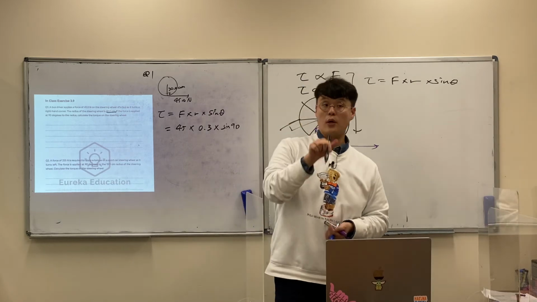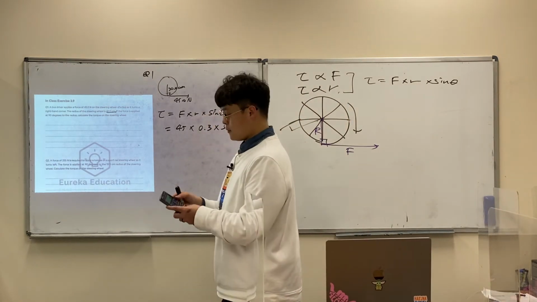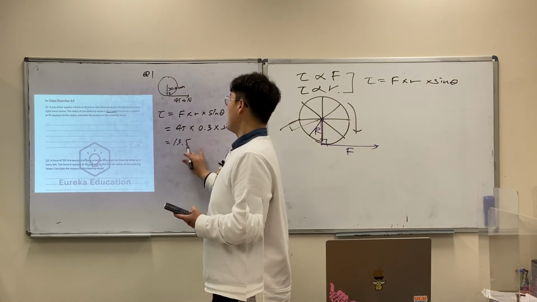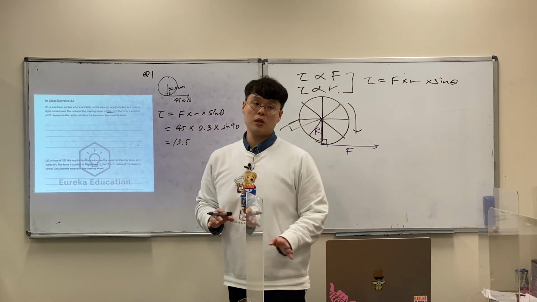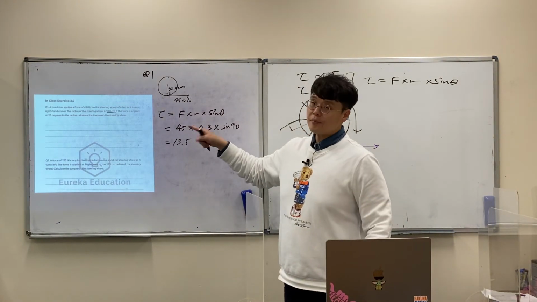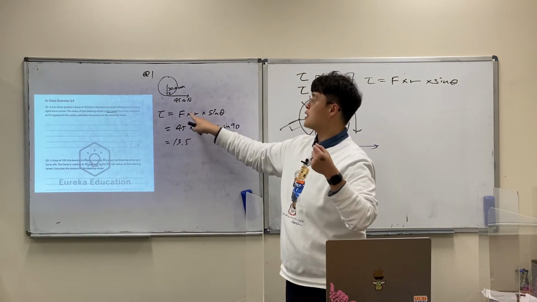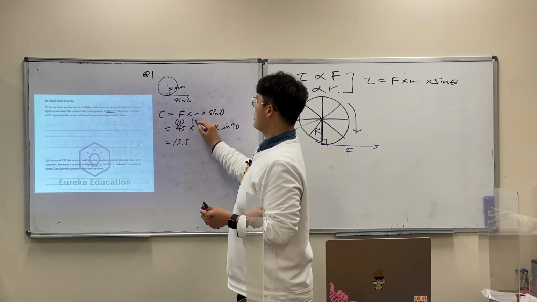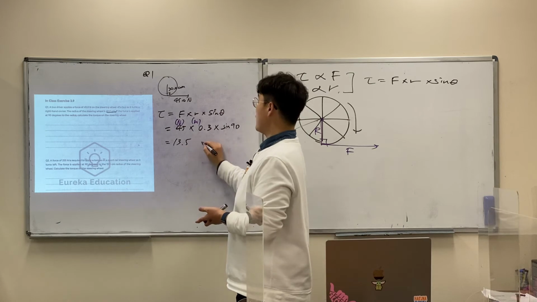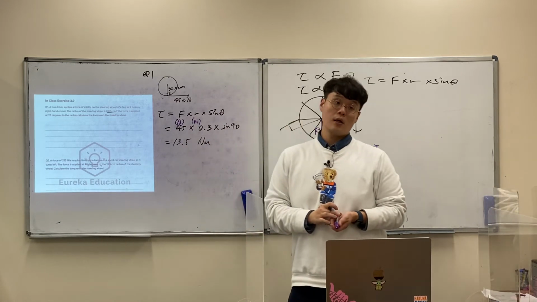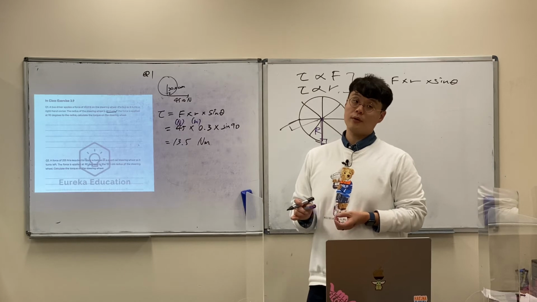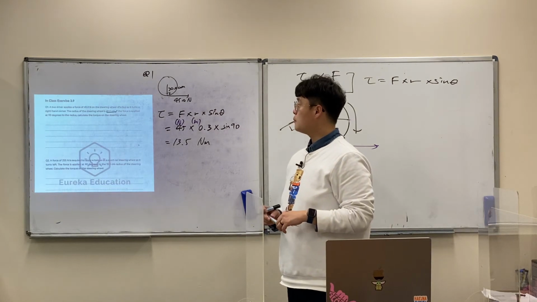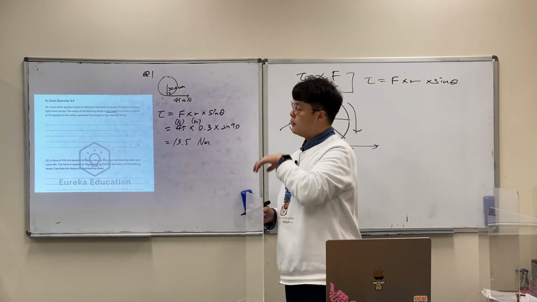By the way, sine 90 is 1. So you can just simply calculate 45 times 0.3. That would be 13.5. The unit of torque, as we are calculating, comes from multiplying force and the radius. Force unit is the Newton, and the radius unit is the meter. So we still follow that: Newton meter is the unit of torque. Okay, that's question 1.